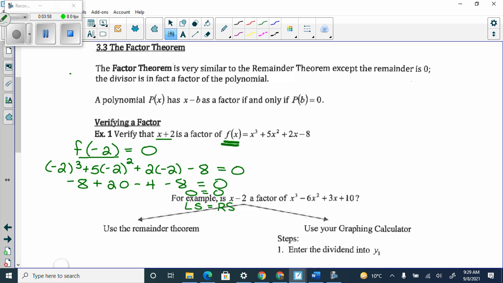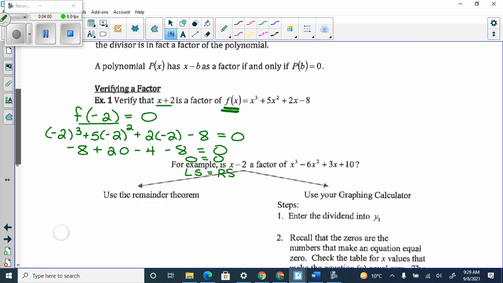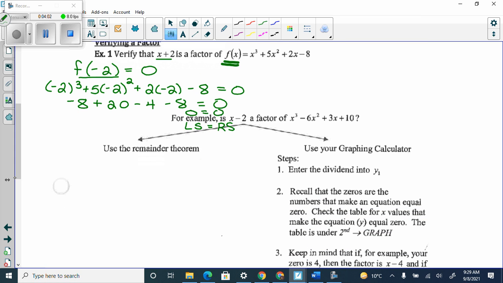So the next one, for example, is x minus 2 a factor? Try it out. Is x minus 2 a factor? We're going to do remainder theorem, and then you're going to type that in and see if when you put in a 2, you get a what for your y? 0. So you're going to check with your calculator too. We're going to do both. So go. Try it out. I believe in you.